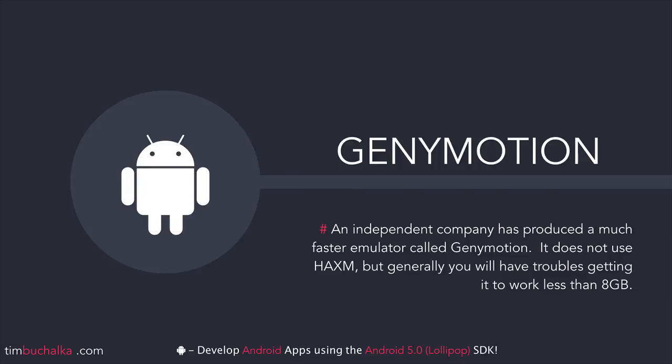Genymotion is option 2. Now this was created by an independent company and they produced a much faster emulator. It doesn't use Haxum, but it's still faster than the Android Virtual Device with Haxum. But as is the case with the previous option, for that speed increase, you generally have to have 8 GB of RAM or more to run this.